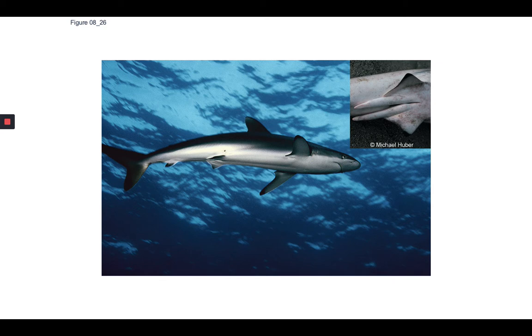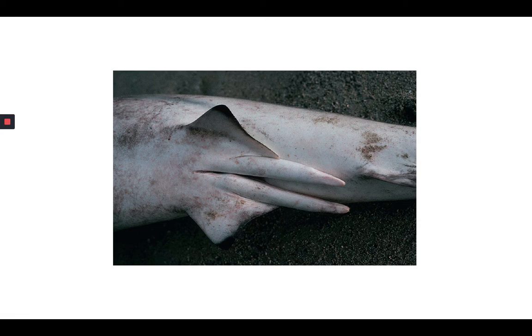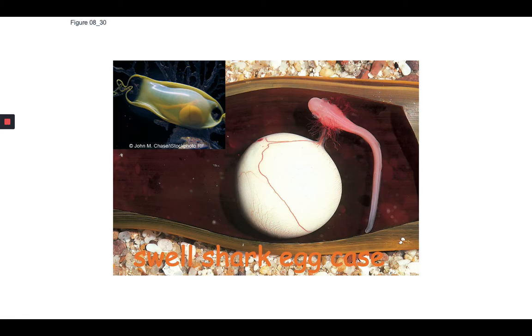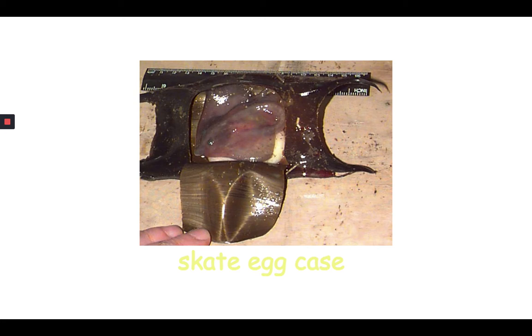Sharks have claspers if it's a male, so this is a clasper up here, and this is a female shark that doesn't have claspers. And some types of sharks, such as the swell shark, have an egg case, and it's also called a mermaid's purse, and they attach these down on the bottom, and the shark will develop inside this egg case. Here is a skate egg case. Skates are related to sharks.